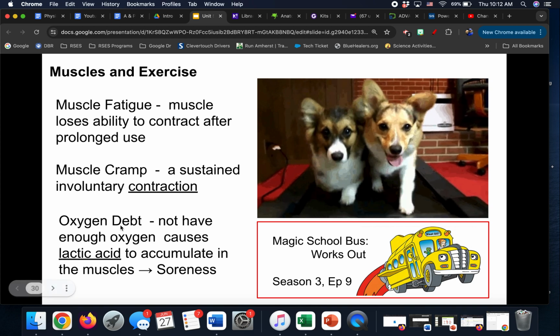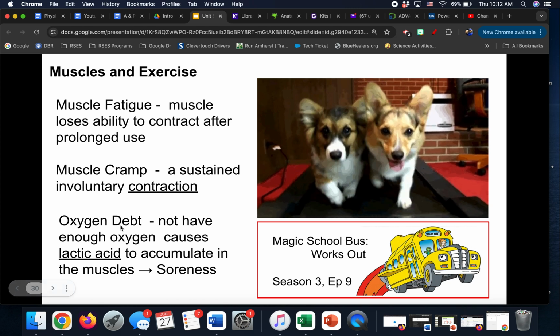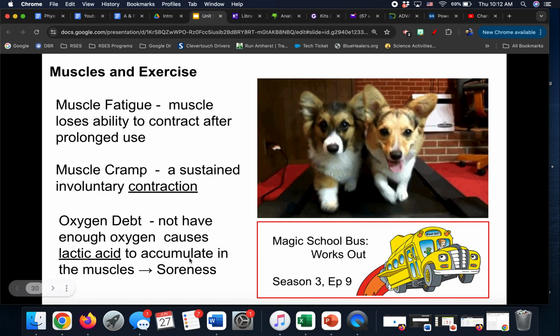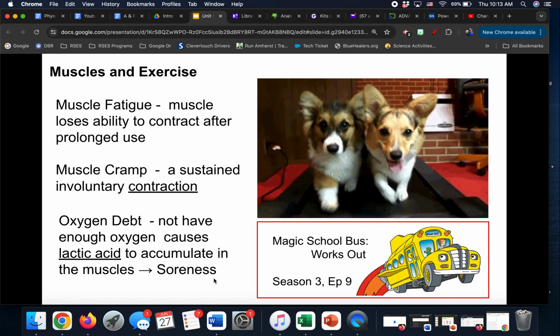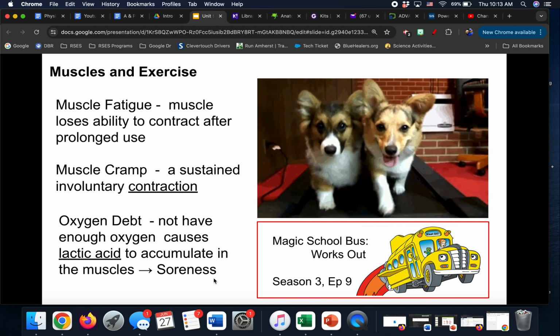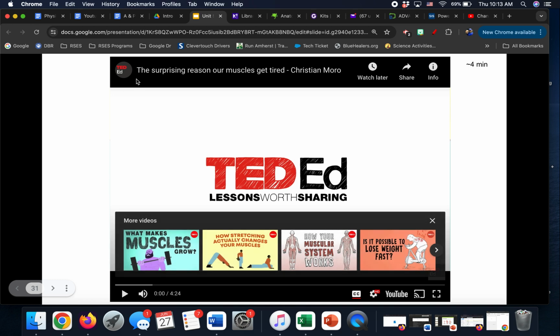When you don't have enough oxygen, because you're exercising so much, you're not able to produce enough ATP. It's called oxygen debt, and that causes an accumulation of lactic acid. It's a type of fermentation that occurs when you don't have enough oxygen. And it does make some extra energy, some extra ATP, but it also makes this thing called lactic acid, which makes you sore. We're not going to watch this one together, but I'd recommend going to YouTube and searching for the surprise reason our muscles get tired. It's worth watching, but won't be on the test.